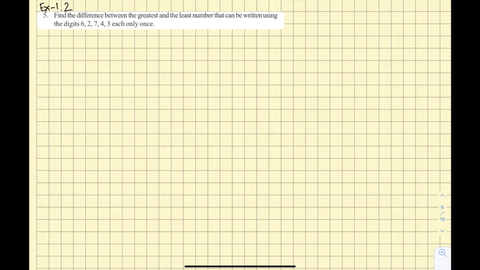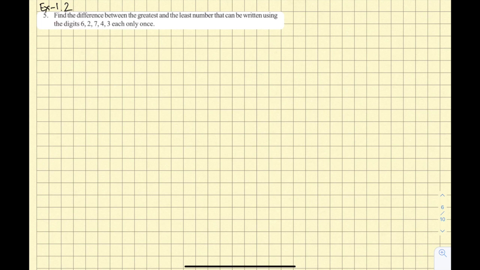Exercise number 1.2, fifth sum. Find the difference. The word difference means you have to find the answer of subtraction between the greatest and the least. Least is the smallest number that can be written using the digits 6, 2, 7, 4, 3 each only once. So whenever you have to find the difference, you have to do subtraction. You always write the biggest number on top and smallest number at bottom.